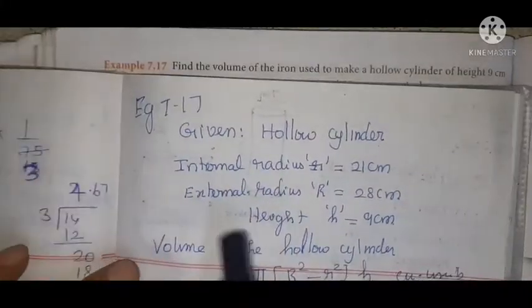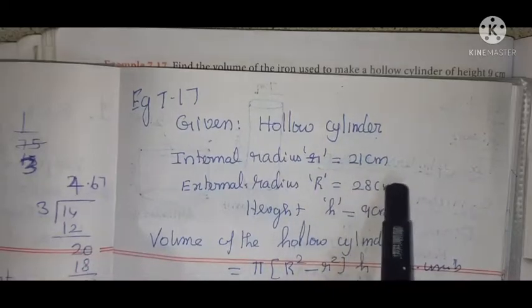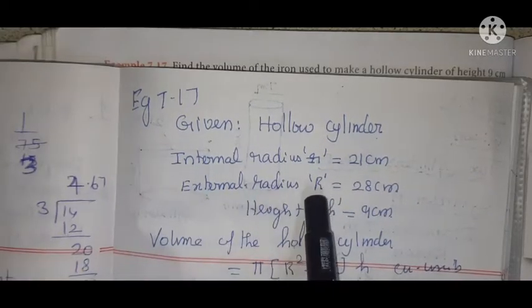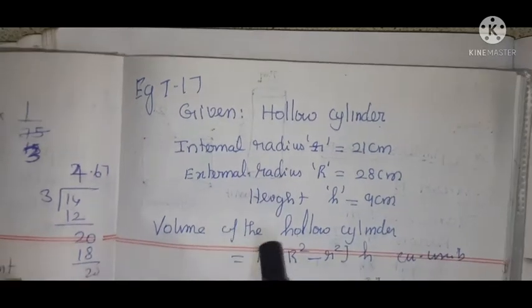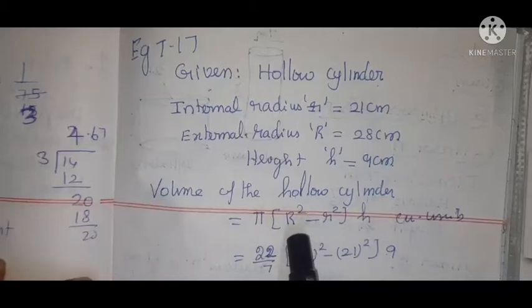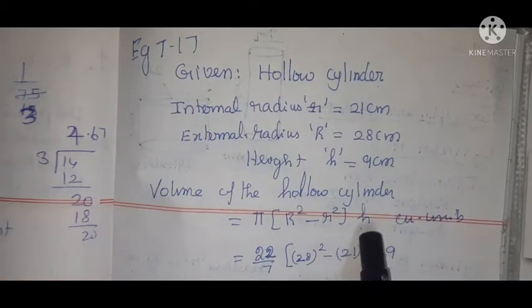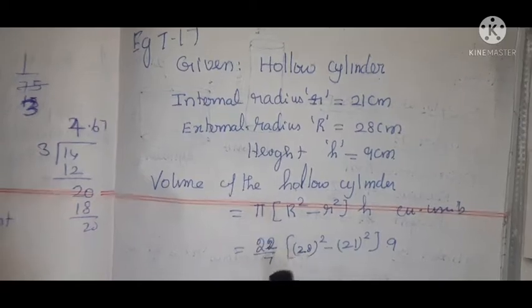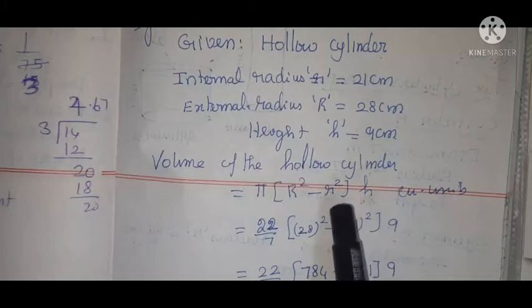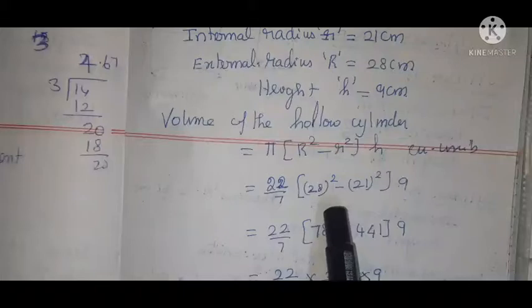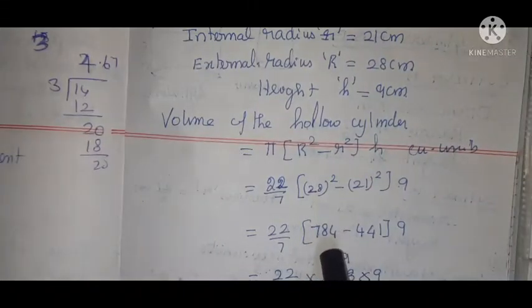Given hollow cylinder. The internal radius small r is 21 centimeter. External radius capital R is 28 centimeter. Height h is 9 centimeter. Volume of the hollow cylinder formula is pi into (capital R square minus small r square) into h cubic units. Pi 22/7 into (capital R 28 square minus small r 21 square) into 9. 22/7 into (28 square 784 minus 21 square 441) into 9.